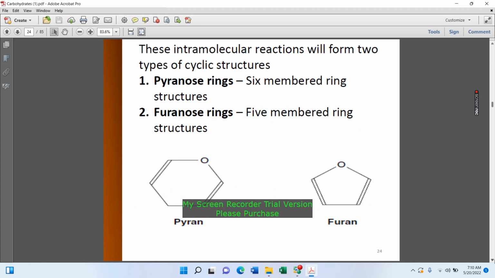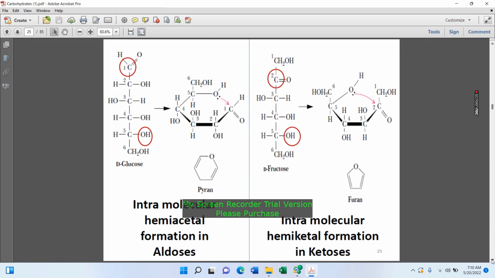Let's go and check it out. So these intramolecular reactions will form two types of cyclic structure, pyranose and furanose. Pyranose means six-membered ring structures. Furanose comes when there are only five-membered ring structures. So let's discuss how these intramolecular reactions happen.